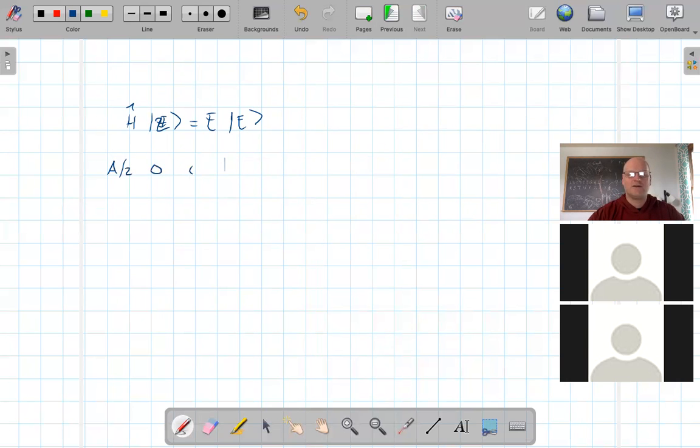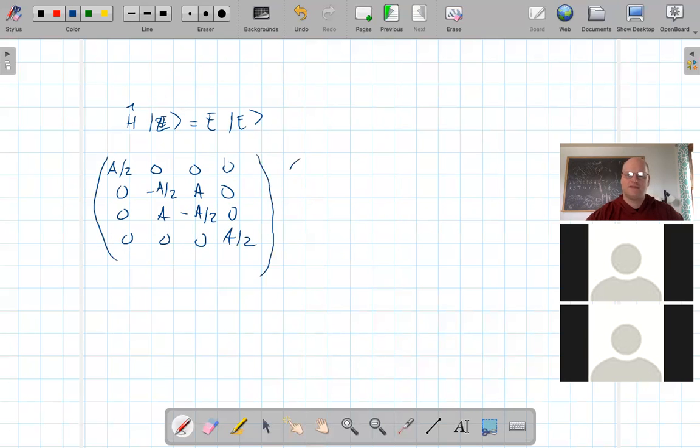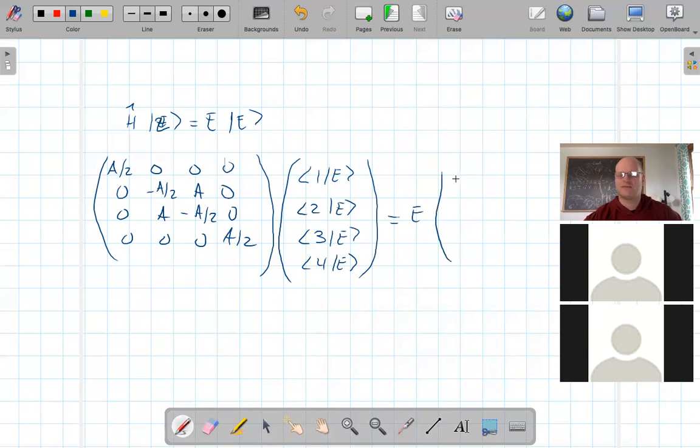So a over 2, 0, 0, 0, and then I get a 0, minus a over 2, a, 0, 0, a, minus a over 2, 0, 0, 0, 0, a over 2, times the inner product between 1 and the energy eigenstate, 2 and the energy eigenstate, 3 in the energy eigenstate, 4 in the energy eigenstate, and all that has to be equal to the energy times that inner product again. Now, as we talked about before, for this to have a non-trivial solution, when I subtract this guy over here, the determinant must be equal to 0. As long as the determinant is equal to 0, then we can have a non-trivial solution.